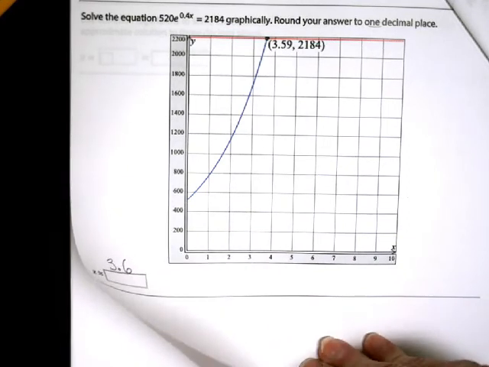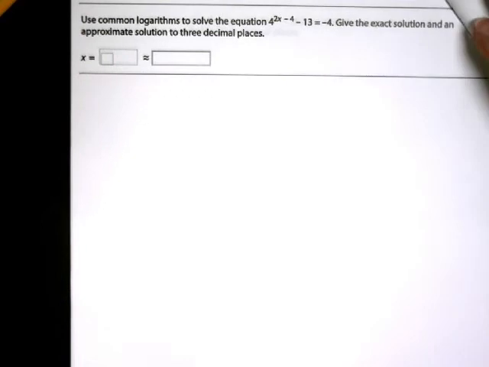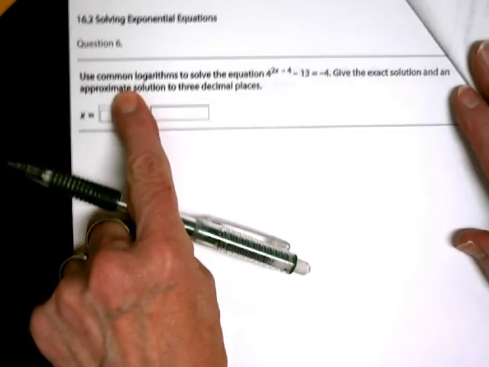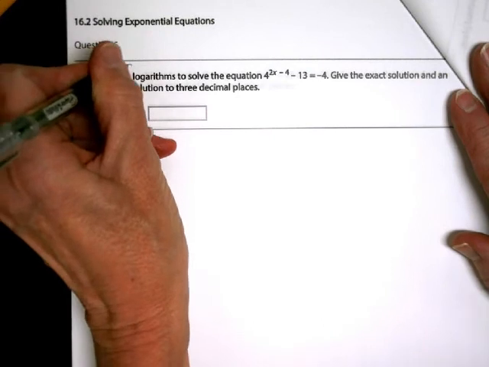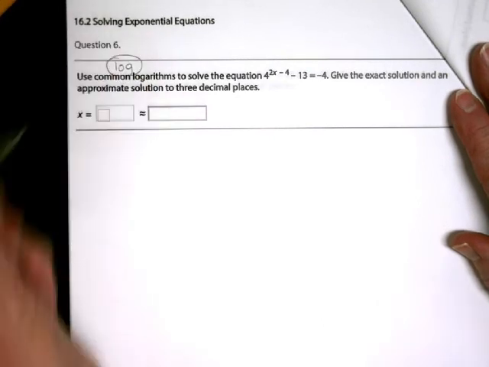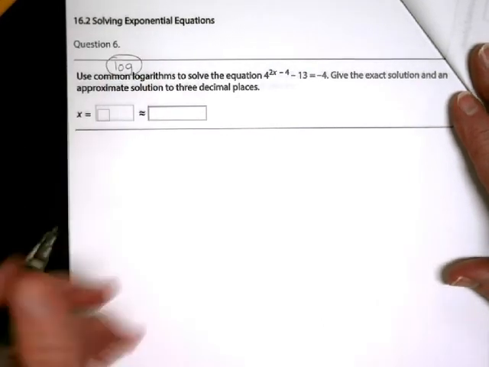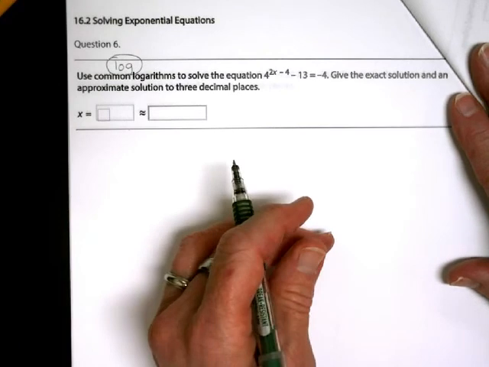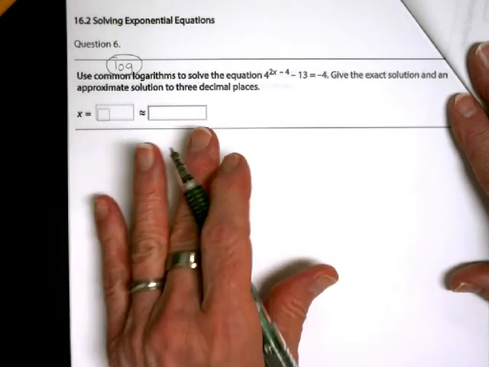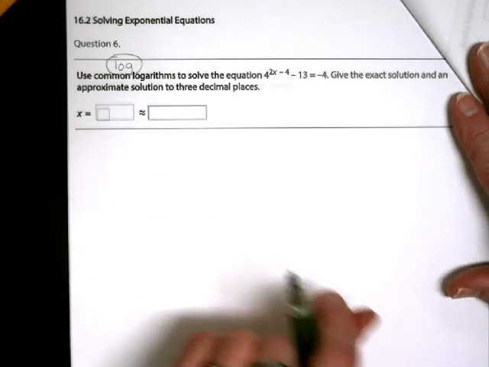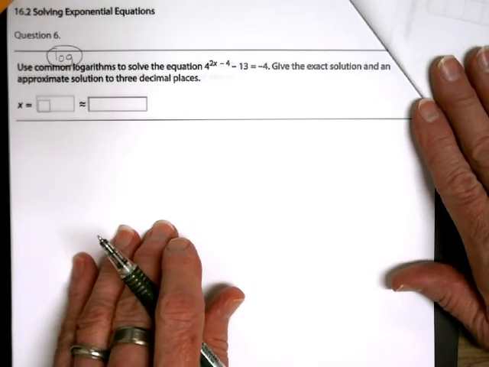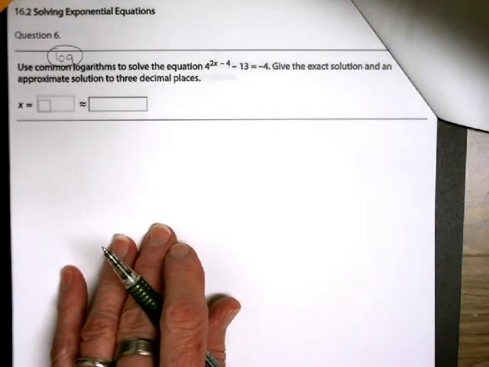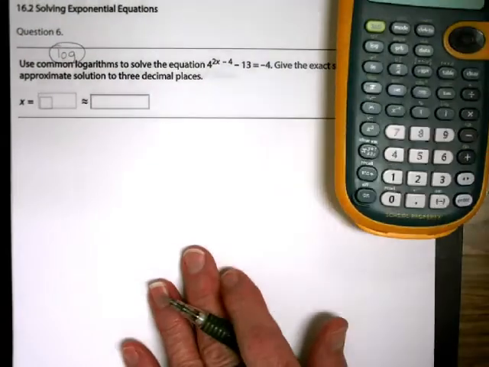Okay, now we're on to our equation. Honeymoon's over. Now we're going to get to work. Get our recipe out. It says use common logarithms. That means use the LOG button on your calculator. Don't use the LN button. That's natural. So when we get to that, I will help you understand why they differentiate.